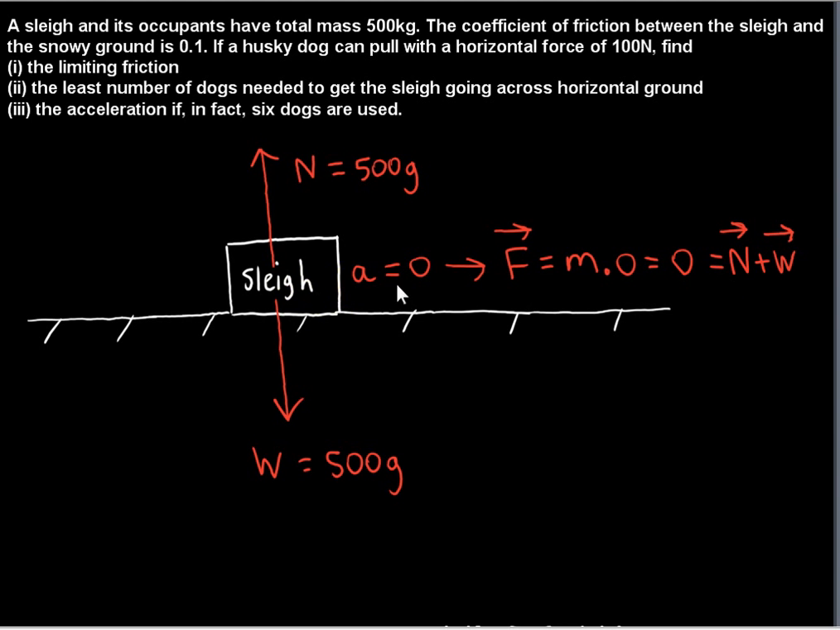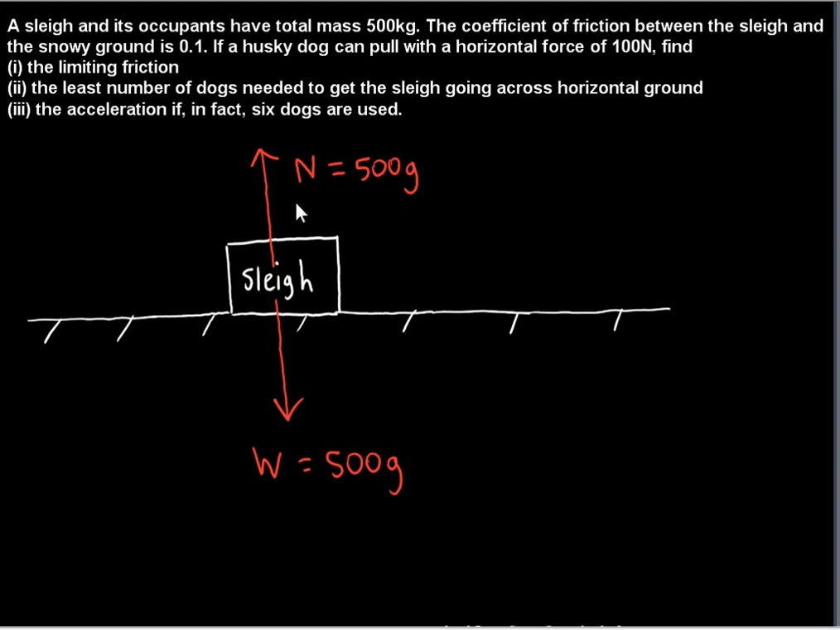So the acceleration will not have a vertical component. The acceleration will be entirely in the horizontal direction. That means that the resultant force on the sleigh will not have a vertical component. The resultant force will be entirely in the horizontal direction.